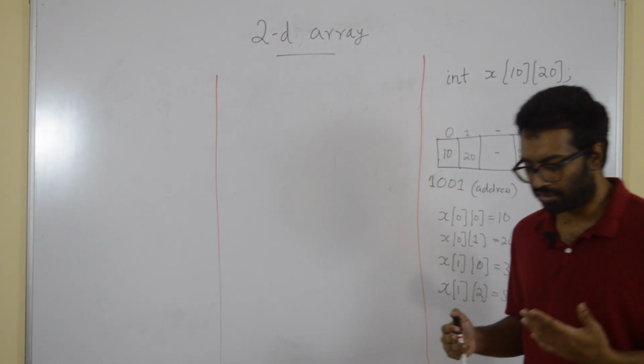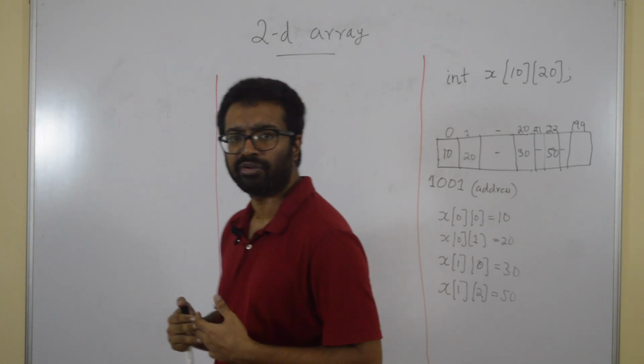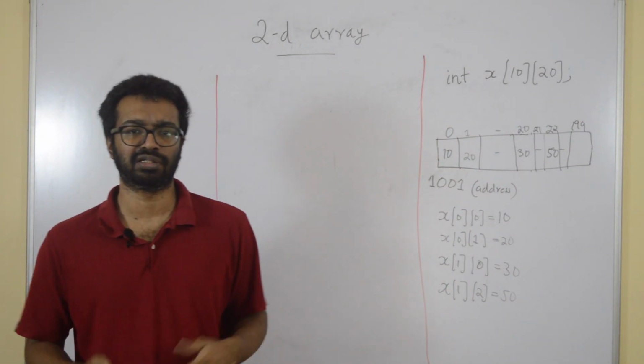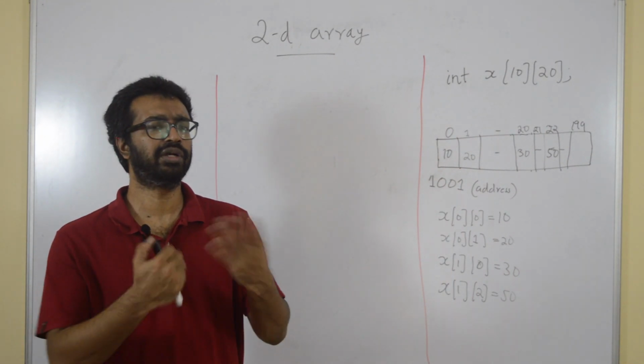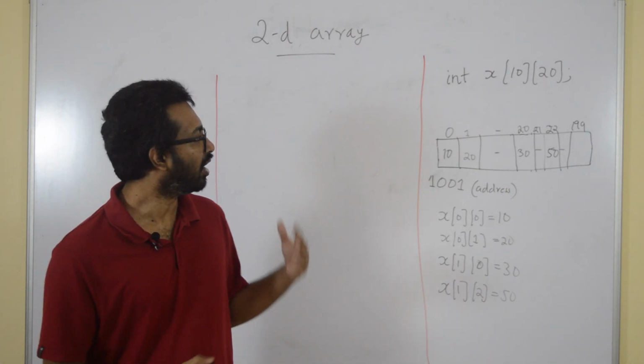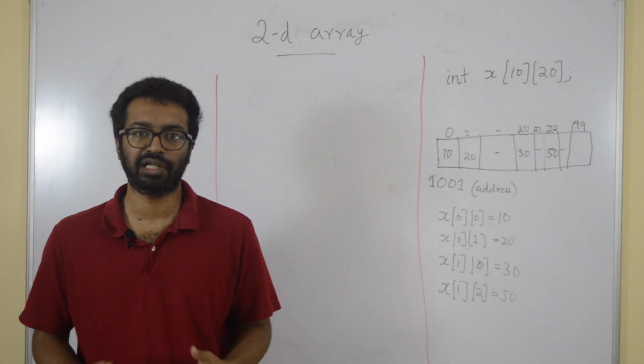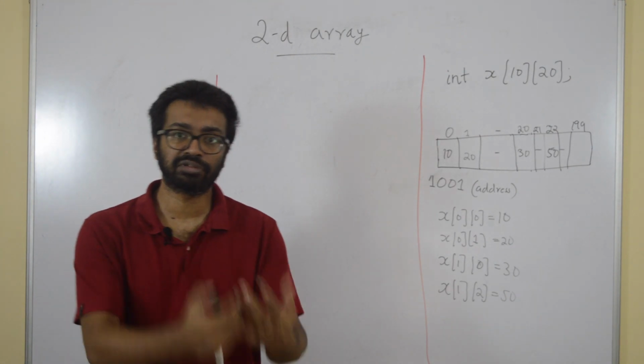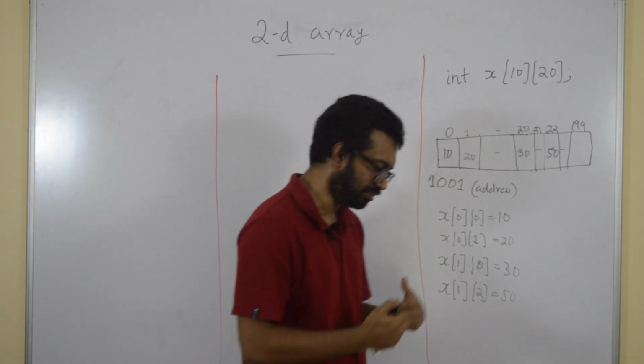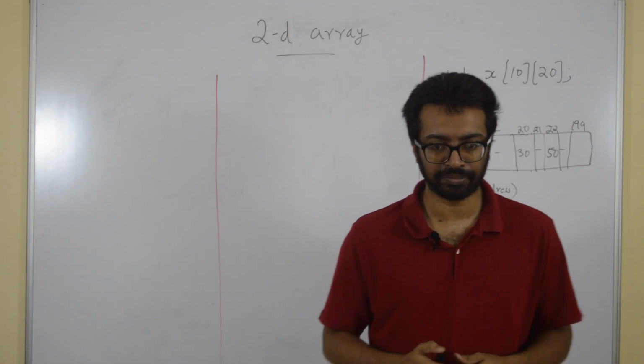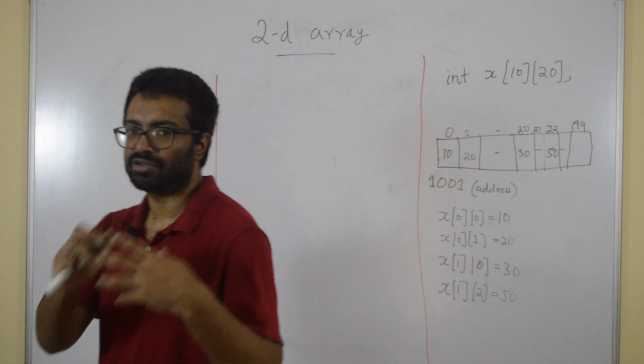Now comes a question of what if I want to allocate memory dynamically, right? How can I do this, the entire thing? How can I allocate this dynamically? A two-dimensional array, how can I allocate memory for a two-dimensional array dynamically? Okay, so that's going to be a little tricky.